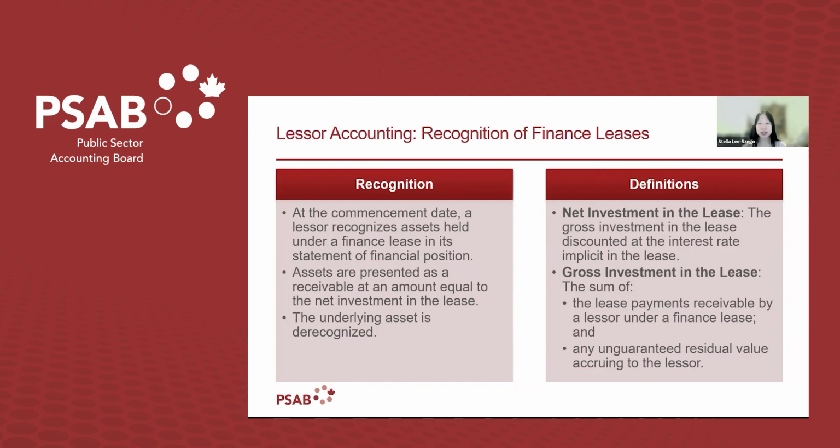A net investment in the lease is the gross investment in the lease discounted at the interest rate implicit in the lease. A gross investment in the lease is the sum of 1, the lease payments receivable by a lessor under a finance lease, and 2, any unguaranteed residual value accruing to the lessor. This is the value that the lessor estimates it can recover from the underlying asset at the end of the lease term, whether through sale, further leasing, or use of the asset.